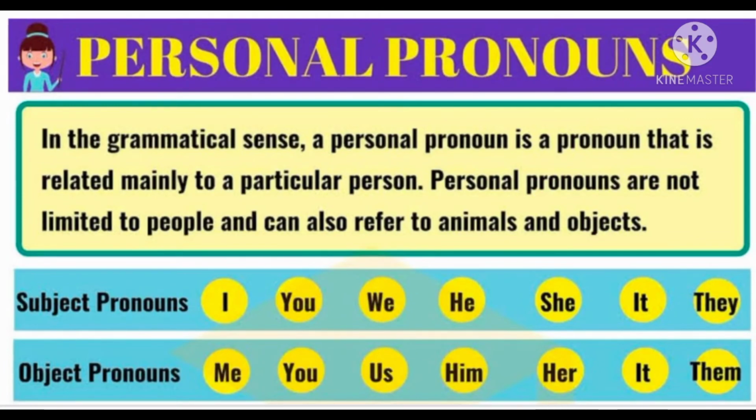A personal pronoun is not only related and limited to a particular person, it can also refer to animals and objects. The subject pronouns which we can use are I, you, we, he, she, it, and they. In case of referring to the objects, we need to use me, you, us, him, her, it, them.